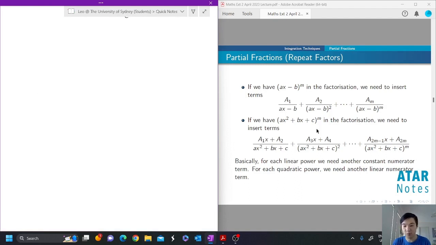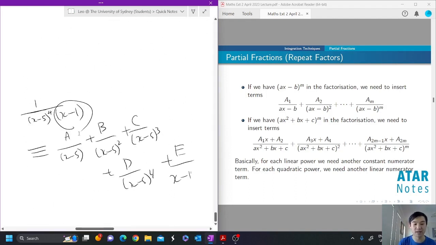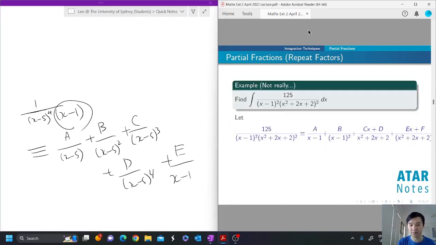So if you had a quadratic repeat factor, it's the same logic, but instead of having a numerator that is a constant, you would have a linear numerator instead. So this is kind of an example. We're not gonna actually do it, but this is just to see it in action.